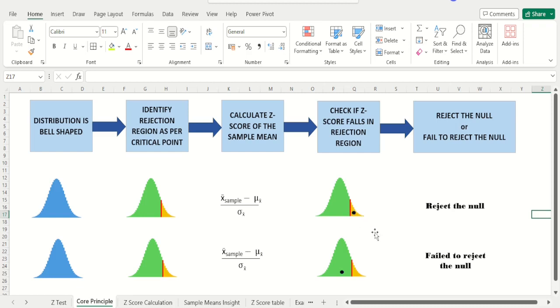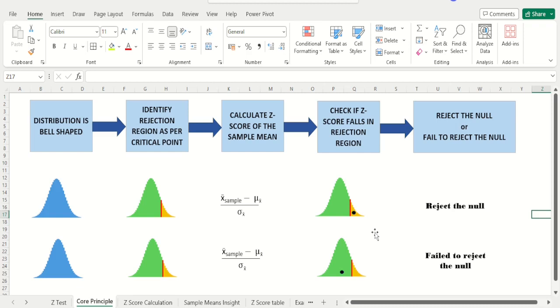So now that you have that black colored dot, or you have the z-score of the sample, if that black colored dot lies in the amber colored area, which is the rejection region, then in that case we will reject the null. If on the other hand the z-score that you've calculated lies in the region of non-rejection, which is the green colored area, then we fail to reject the null. Okay, so this is the central concept behind hypothesis testing.